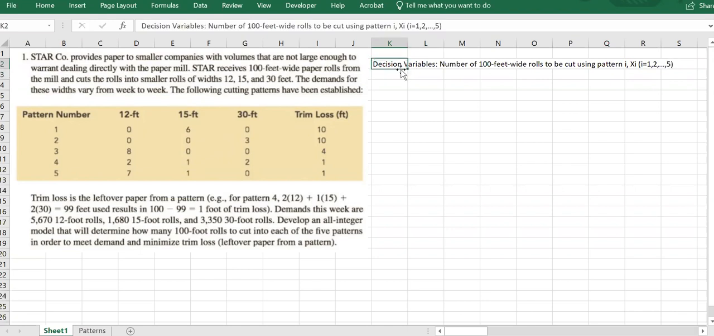So those are my decision variables. I have 5 decisions to make: how many large rolls to be cut using pattern 1, using pattern 2, pattern 3, pattern 4, pattern 5. So 5 decisions to make. And then the objective function.